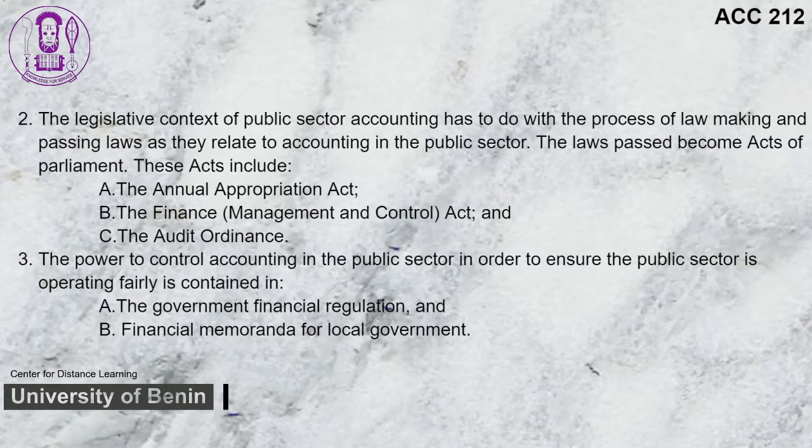3. The power to control accounting in the public sector in order to ensure the public sector is operating fairly is contained in A. The Government Financial Regulation, and Financial Memoranda for Local Government.